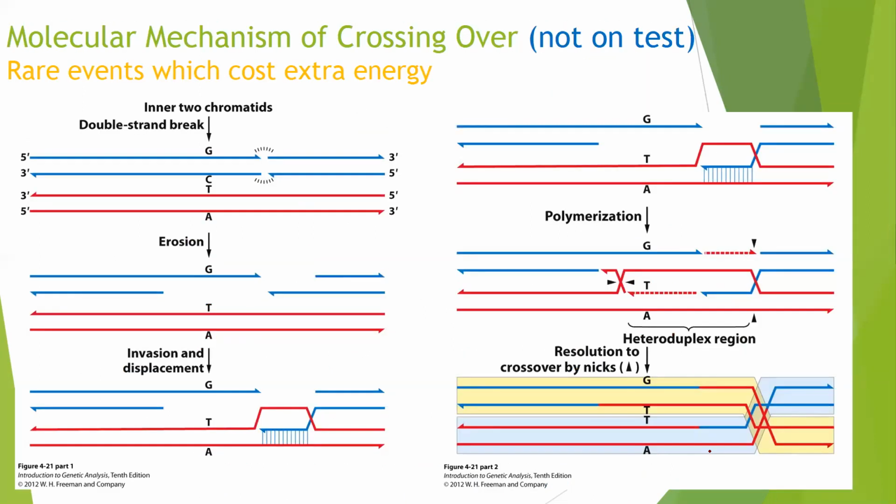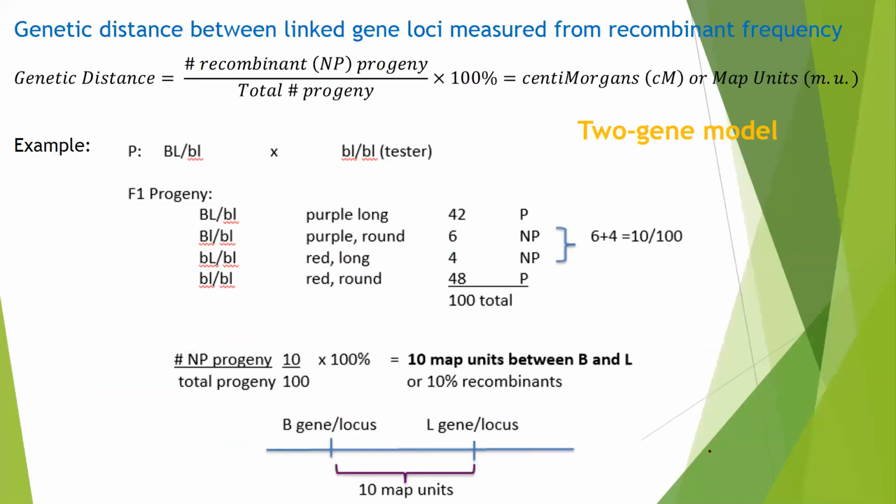This slide shows you the biochemical, genetic mechanism behind the crossing over. This is not required for the class, but if you have time, please read the textbook to make sure you understand what is going on behind the crossing over between two homologous chromosomes during the meiosis.